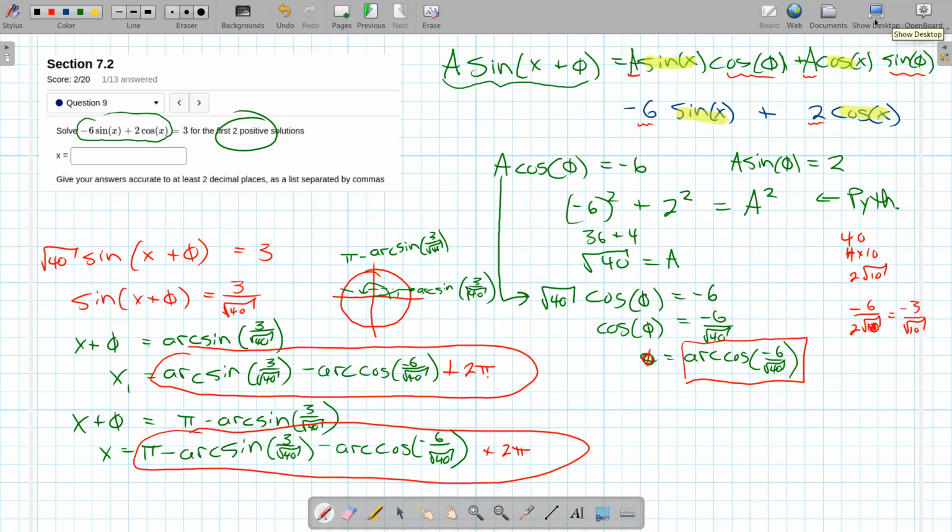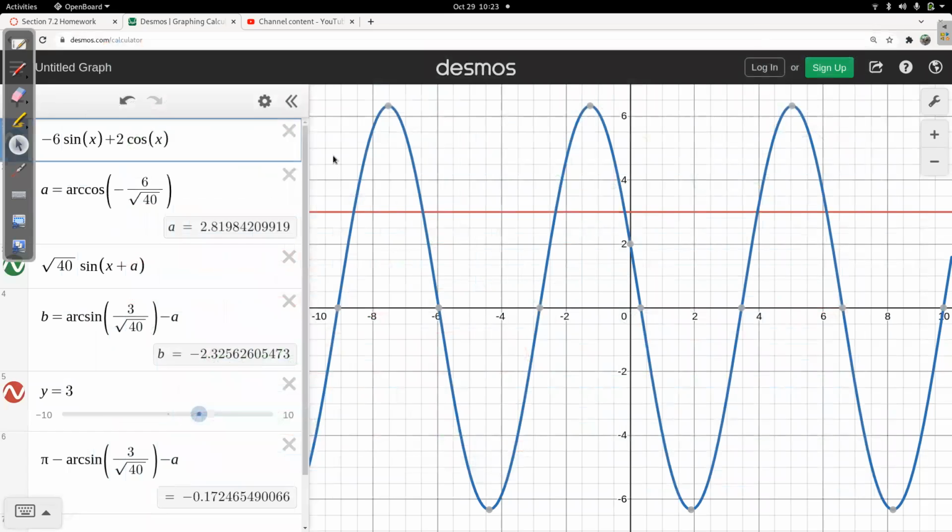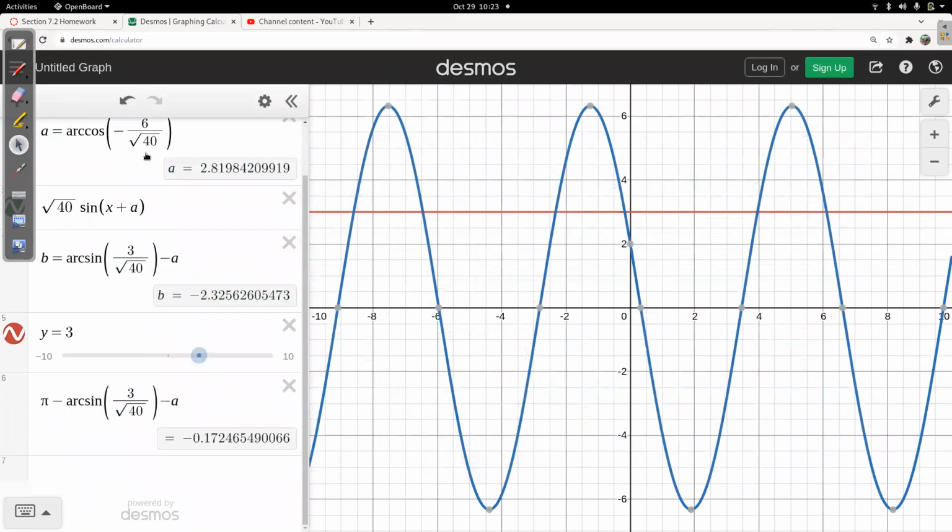So this is definitely a tough problem. Doesn't look that bad at first. -6 cosine plus 2 sine. Doesn't seem too bad, but it is.